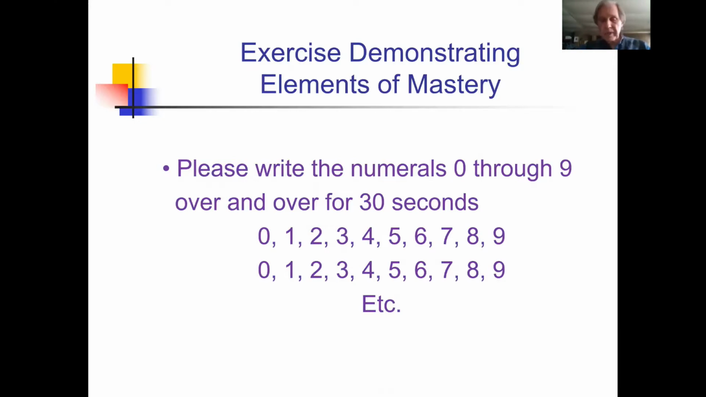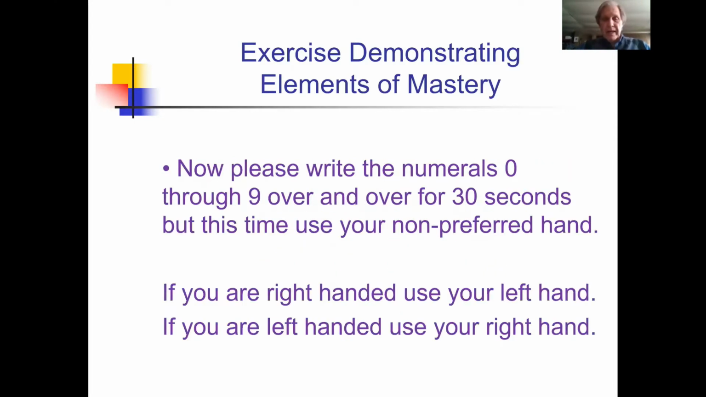Please stop. Thank you. Now, please write the numerals 0 to 9 over and over again for 30 seconds, but this time use your non-preferred hand. If you're right-handed, use your left hand. If you're left-handed, use your right hand. Okay? If you're ready, please begin.